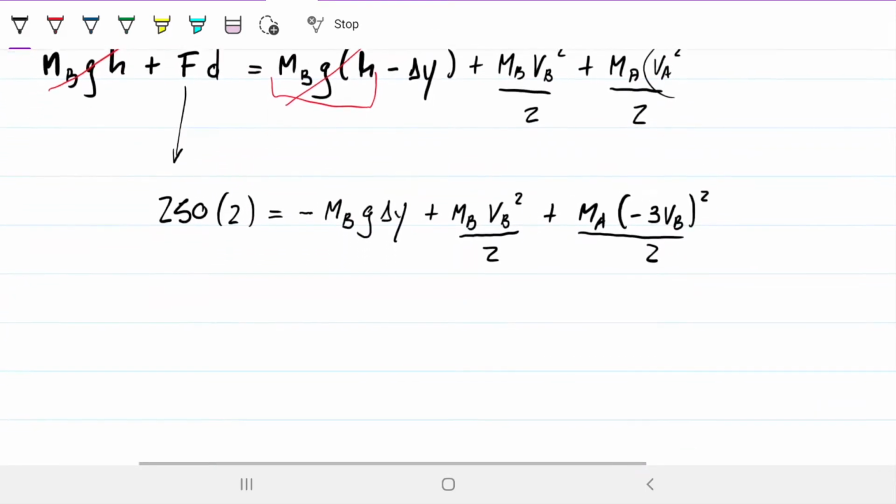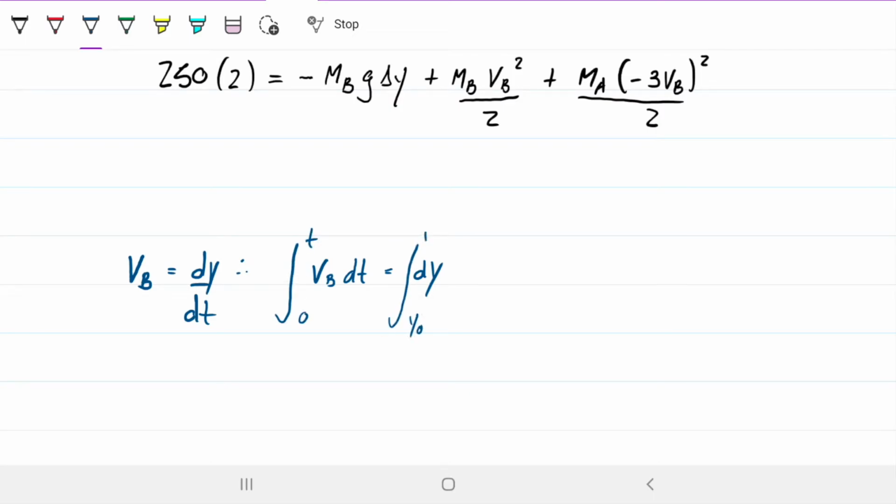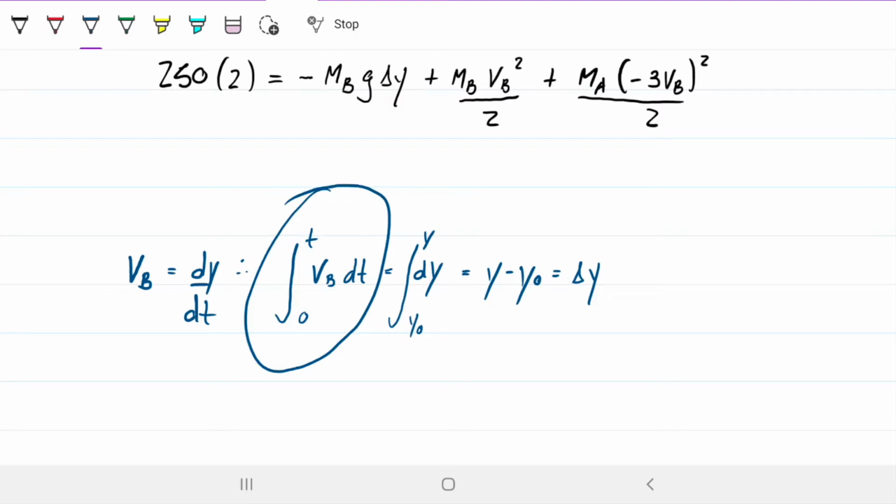So why did I say this is more general? Well, because for my delta y, I'm going to make sure of it. My VB, the velocity of B, is just how the y vector I created in the beginning is changing with respect to time, right? So therefore, VB dt equals dy, and if I integrate both sides from 0 to t, from y naught to y, I'm going to have y minus y naught, which is precisely my delta y. Now over here I can't really integrate, because my VB is changing with time, since there's an acceleration.